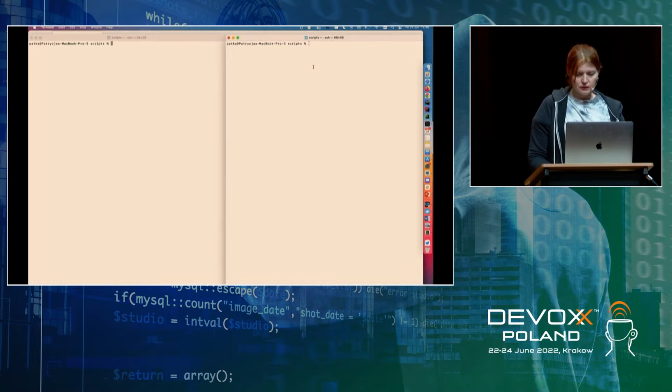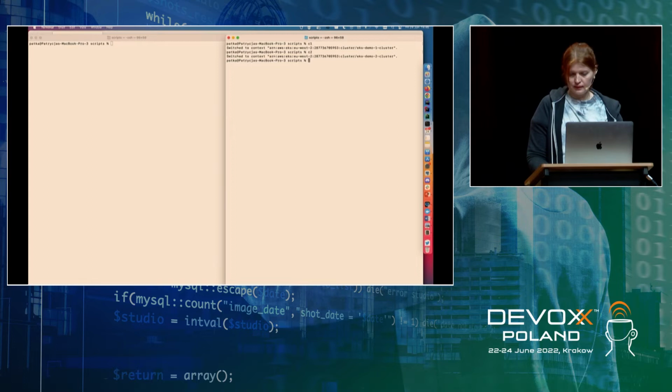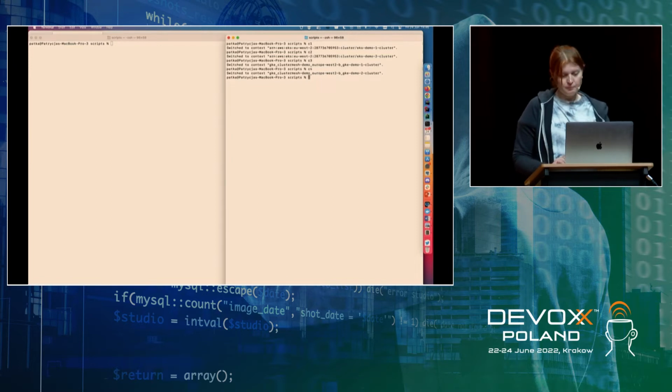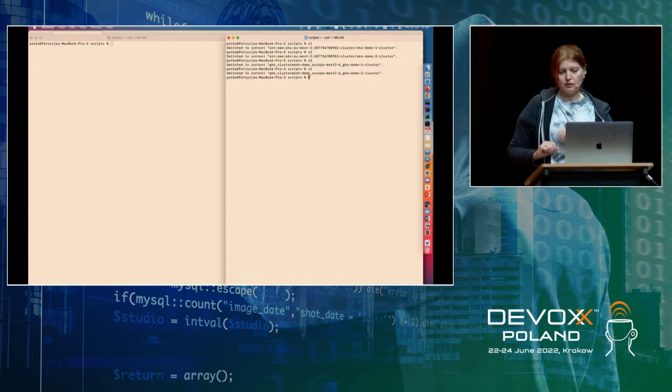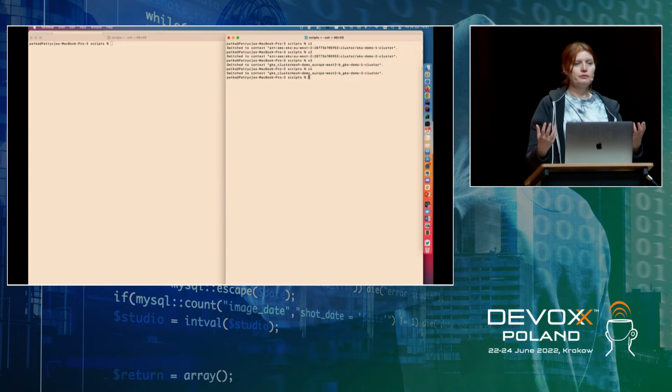So I've prepared four clusters. The first one is in AWS. The second one is also in AWS. The third one is in GCP. The fourth one is also in GCP. Unfortunately, Azure was not very cooperative with me today, so only four clusters and two clouds.